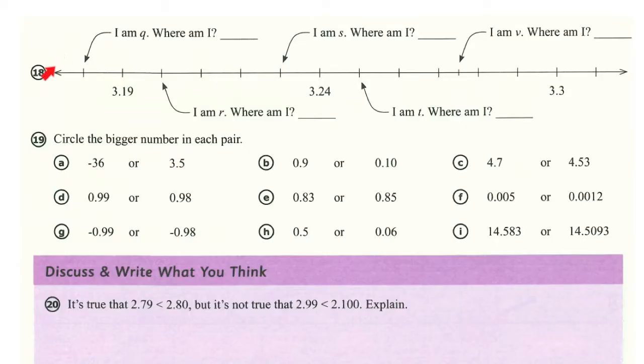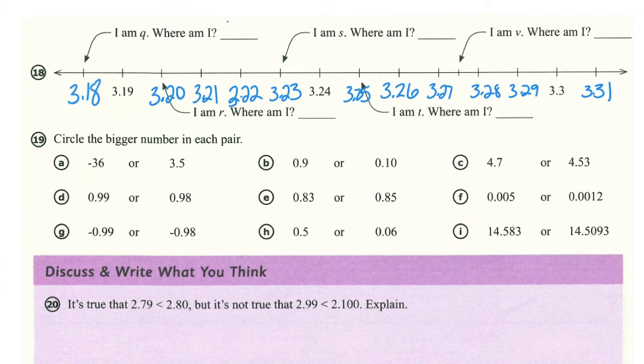Here I want you to label the number line in number 18 first, and then fill in these blanks about the variables. Q is at 3.18. R is at 3.20, S is at 3.23, T is at 3.25, V is in between 3.27 and 3.28, it's right there, so that'd be 3.275.